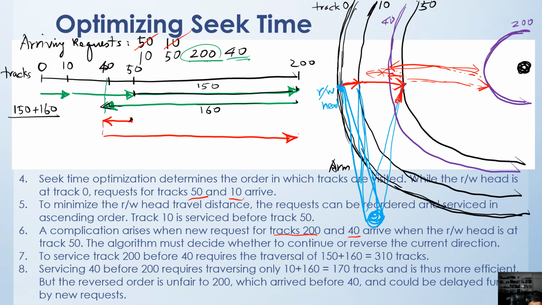From 50 to 40, you're going to travel a distance of 10, and then from 40 to 200, you're going to travel 160. So the total travel distance is going to be 10 plus 160. Now that's 170. Now the other one is 310. Certainly, this is much better. This is optimized. So if you travel in ascending order, then the seek time will be optimized.